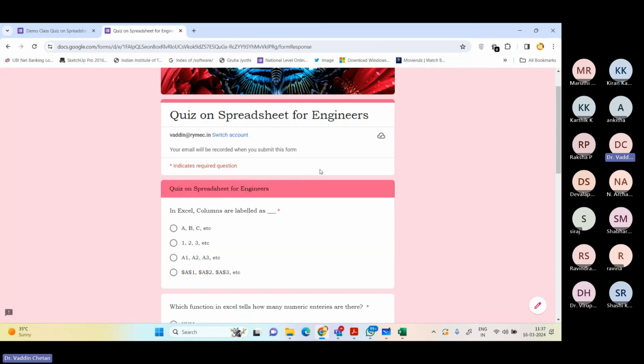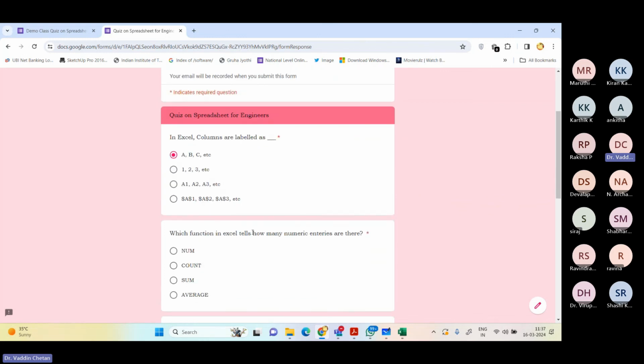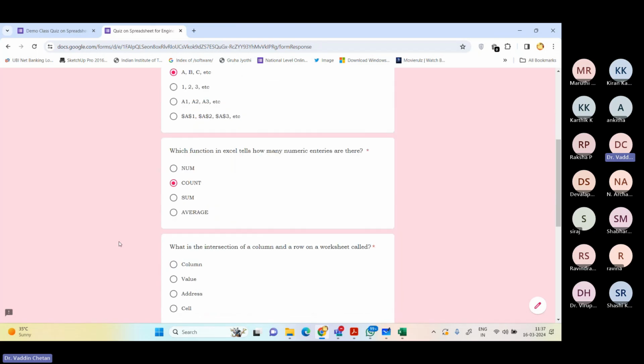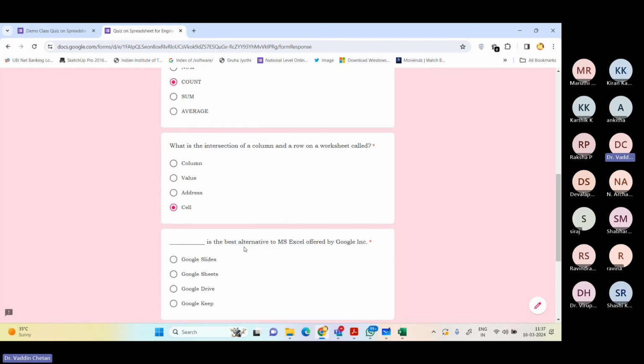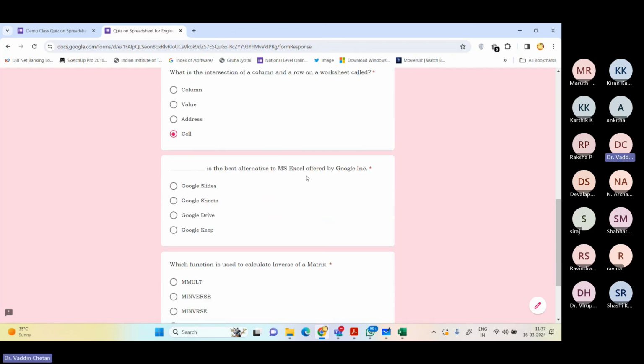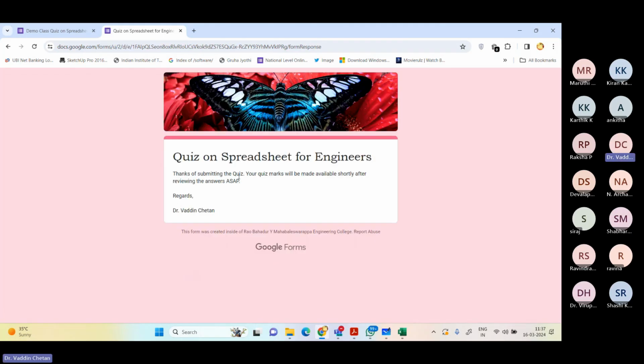There appear your questions. In Excel, the columns are labeled as A, B, C. Which function in Excel tells how many numerical entries are there? That is count. What is the intersection of a column and a row in a worksheet called? That is cell. Dash is the best alternative for MS Excel offered by Google, that is Google Sheets. Which function is used to calculate the inverse of a matrix? That is MINVERSE. And submit. Thanks for submitting the quiz. Your quiz marks will be made available shortly after reviewing the answers.